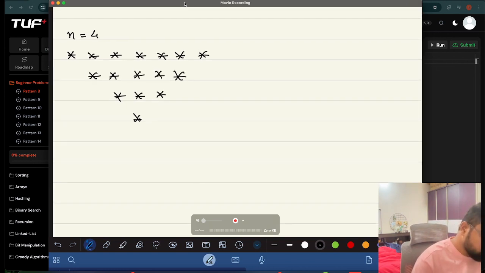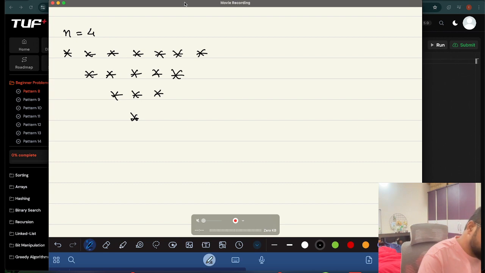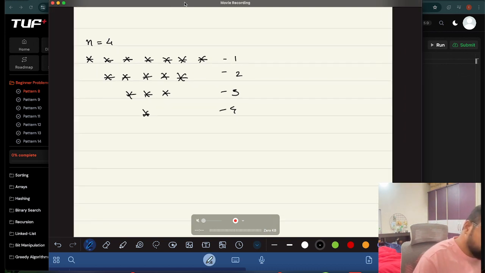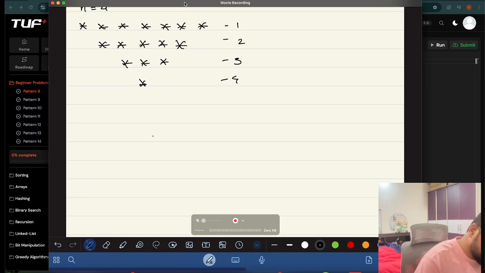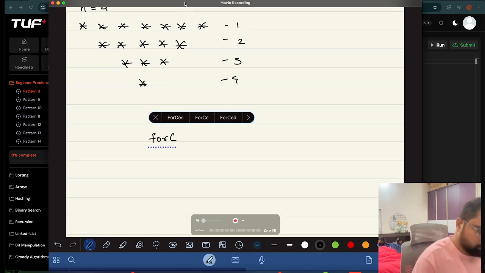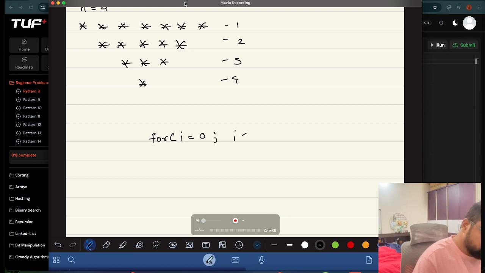So we can clearly say there are 4 lines, so 1 2 3 and 4, that means rows are equal to n. So we can directly write the first loop for i equal to 0, i is less than n, i plus plus. So this way we can print the 4 rows equal to n.